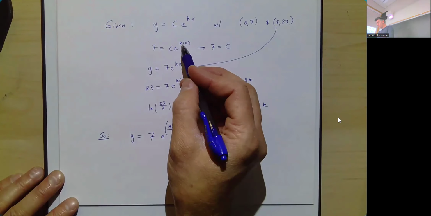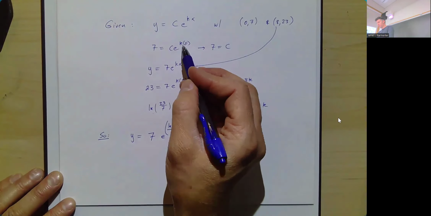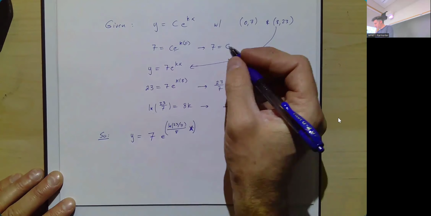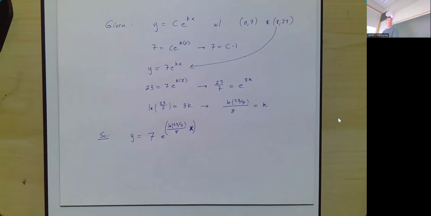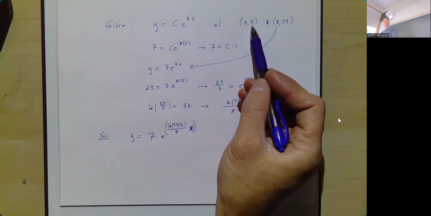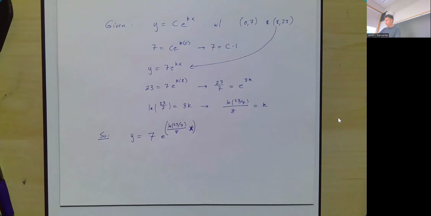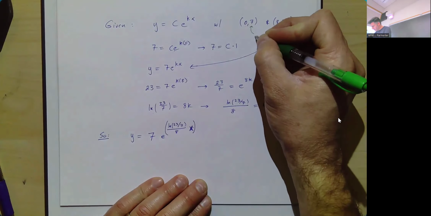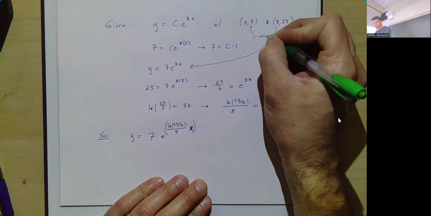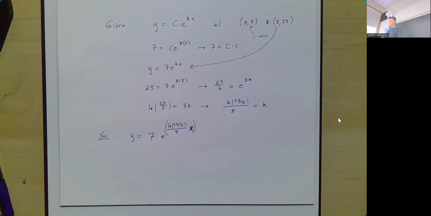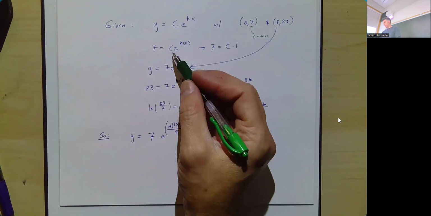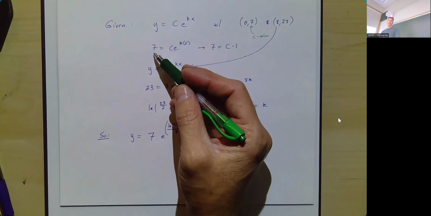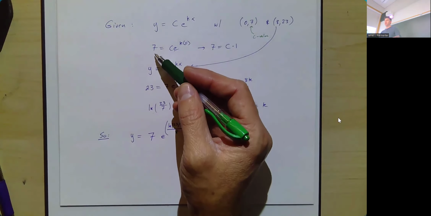So what's k times 0? What's e to the 0? So I have 7 equal to c times 1. But really, generally, if you have 0 comma whatever, that whatever number, if it's paired with a 0 for x or t, that is your c value always. Because this will always happen. You always get c times e to the 0, and so whatever the y value is when x or t is 0, you're going to get that for your c value.